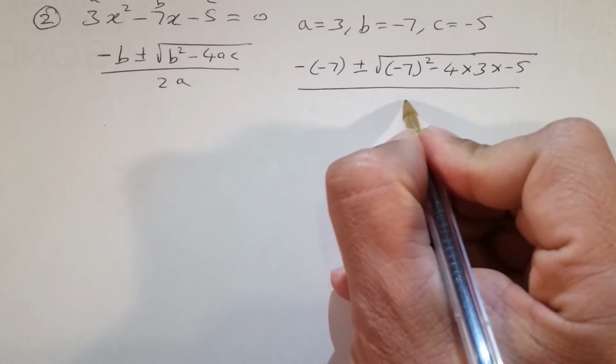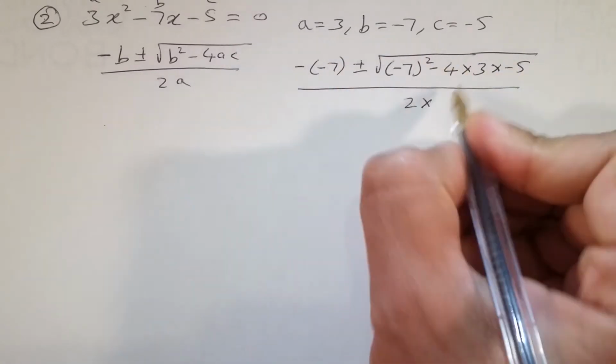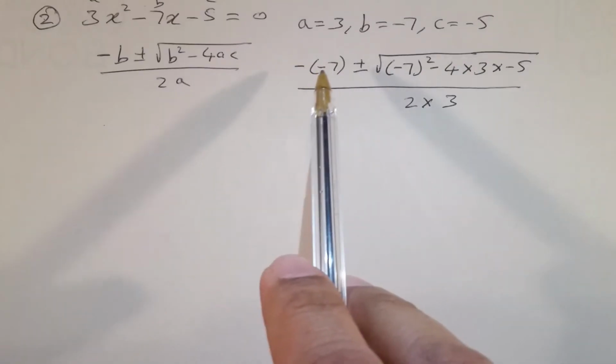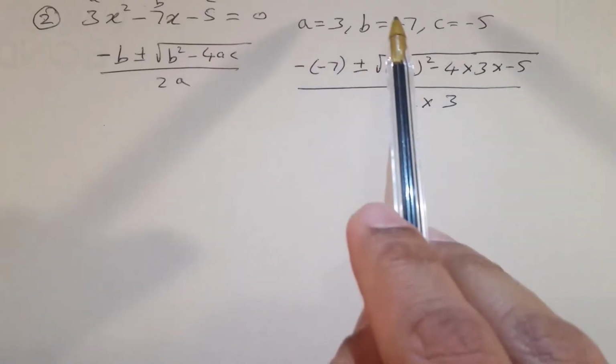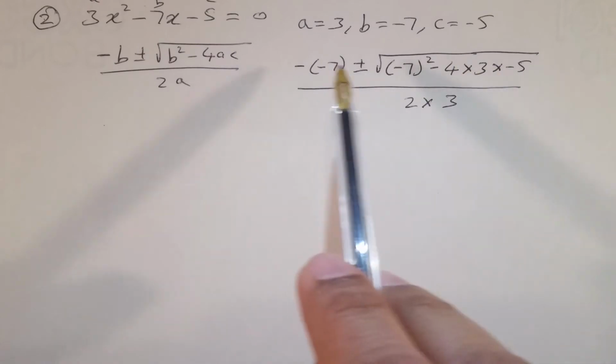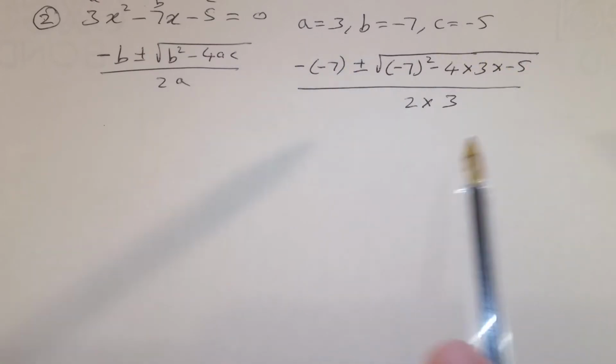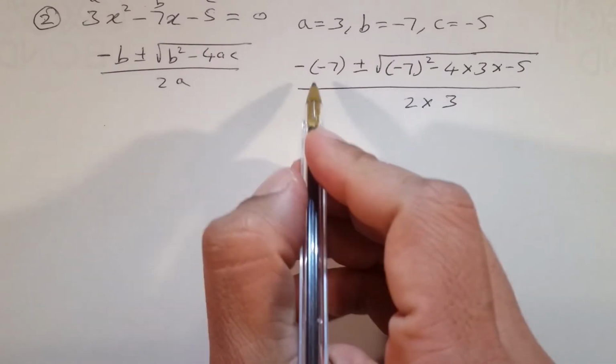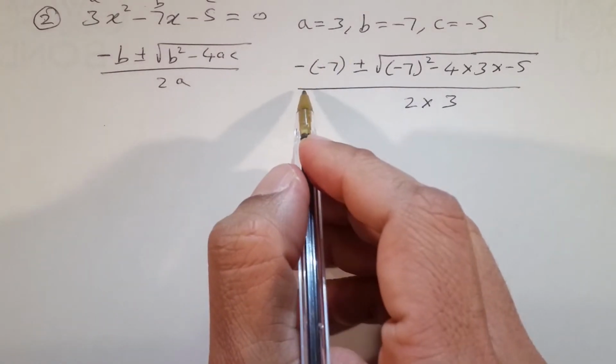Whole over 2a is 3. Just cross-check it. So minus b plus minus root b squared minus 4 times a times c. Done. That's it. No calculator needed; put it exactly on the calculator and you'll get your answer. For non-calculator, solve it a little bit and leave it in the surd form.